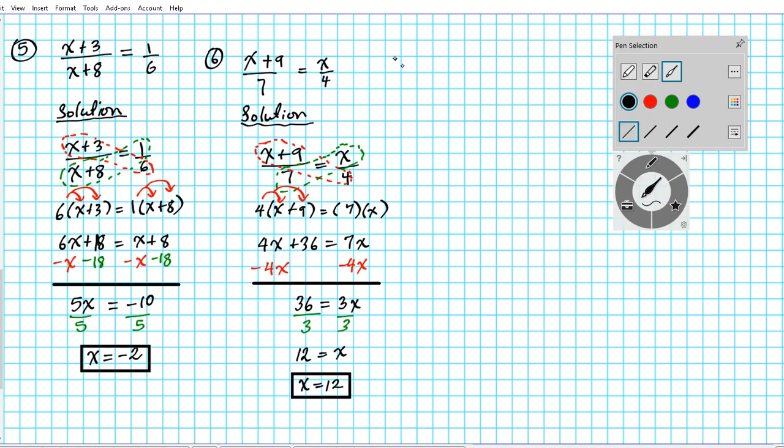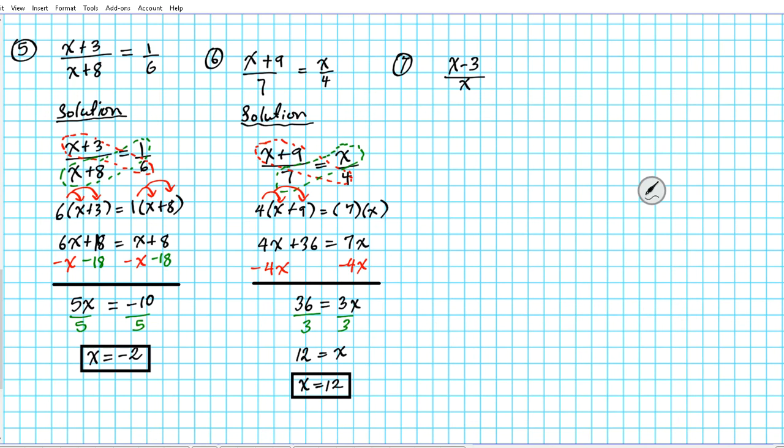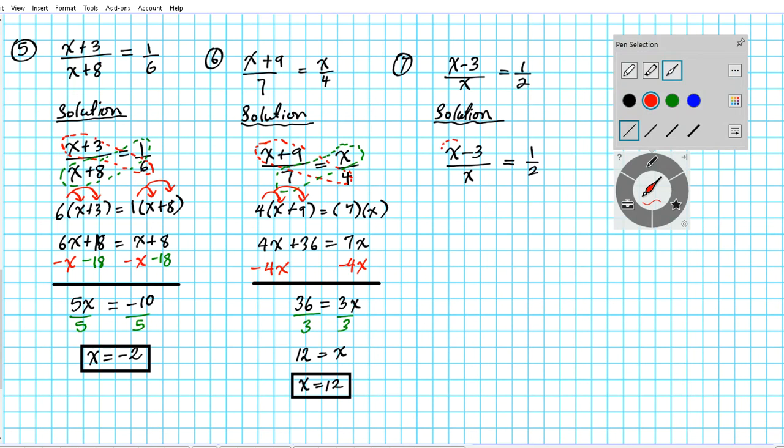So for question 7, let's say we have the proportion given by x minus 3 over x equals 1/2. Alright? So we're going to follow the same procedure that we have followed for the previous problems. We're going to be using the star method to get rid of the denominators, or basically cross multiply. Alright, let's go ahead and do that. So multiply the numerator on the left with the denominator on the right, and then the numerator on the right with the denominator on the left.